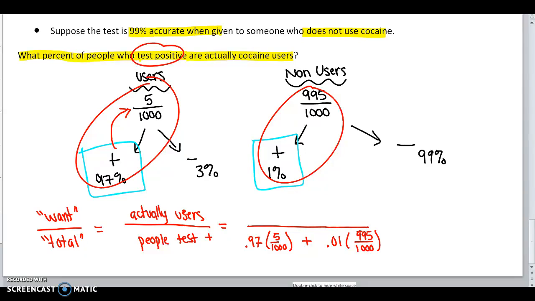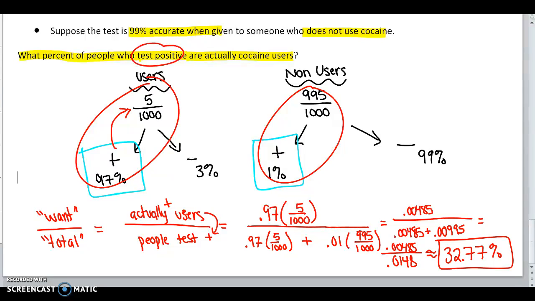Now for the numerator, we want the actual users. But more specifically, we want the actual users that are in this group that test positive. So the actual users that test positive is 97% of the 5 out of 1,000. So not just the 5 out of 1,000, but it's the 97% of them that test positive. And that's how you'd calculate the probability for this one. So I'm going to pause and put all this in my calculator. Make sure you use parentheses if you're going to plug it all in at once. Otherwise, I'll probably calculate each part separately. I'll come back with the answer.